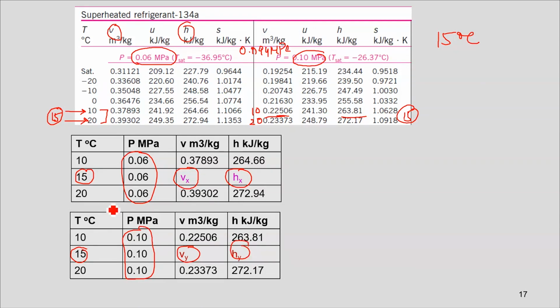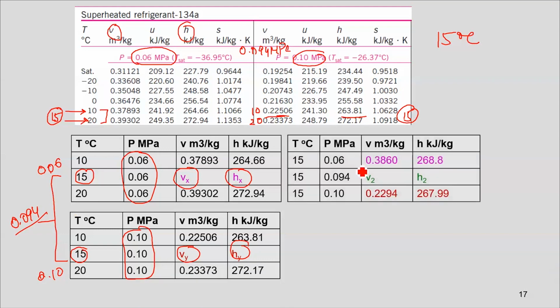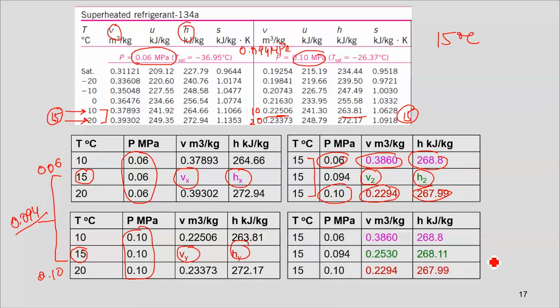Once you have the properties at 15 degrees centigrade for both the pressures 0.06 and 0.10, now you will interpolate and find out the value for 0.094 megapascal. So your temperature is 15 degrees centigrade. For 0.06 and 0.10, you have found out these values using the interpolations. So now you'll do another interpolation and find out the value for 0.094, the specific volume and the enthalpy. These are the properties for state 2, 15 degrees centigrade and 0.094 megapascal.